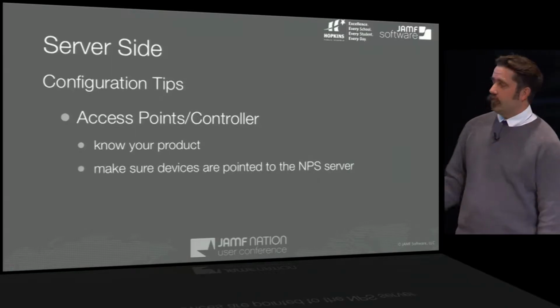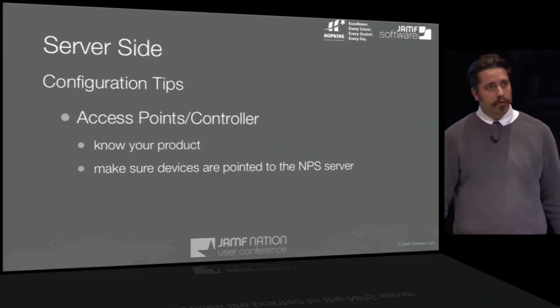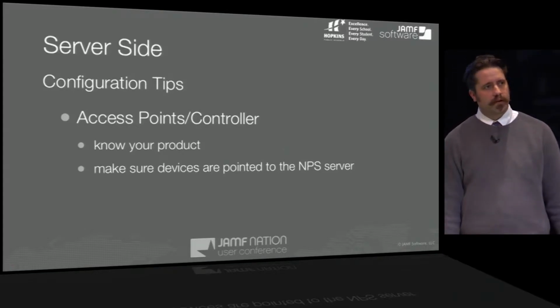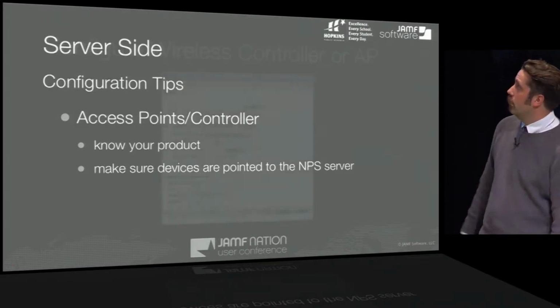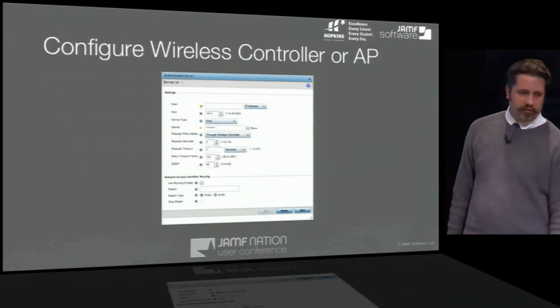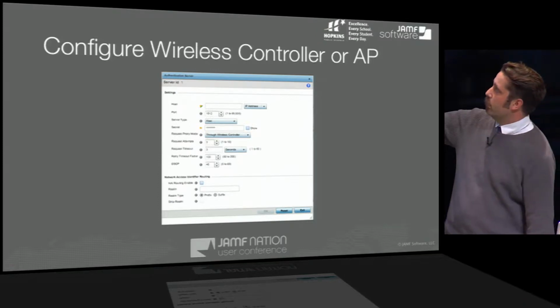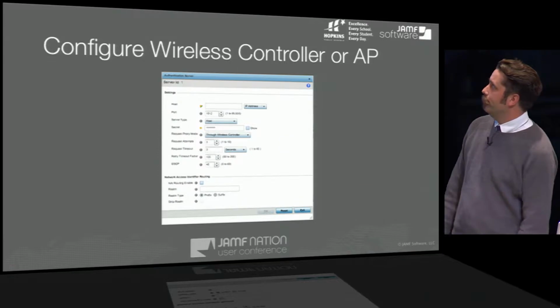And then make sure that your devices, your actual controllers or access points, are pointed back at your Radius server for authentication and not trying to authenticate themselves, because otherwise they have to have a local user database or something like that. This is just a sample screen. It's a little hard to see here, but you'll see up on the top row, that's where you would point it. This is off of an Extreme Networks wireless controller.